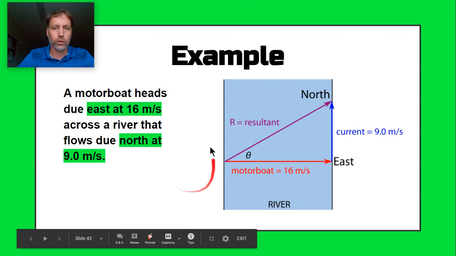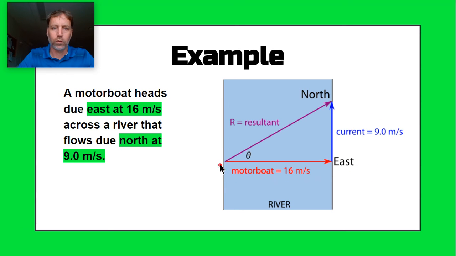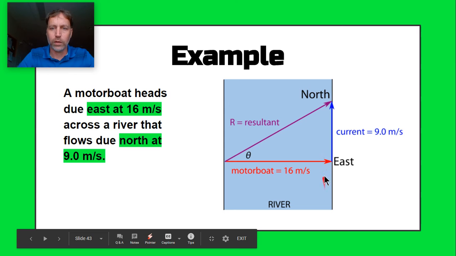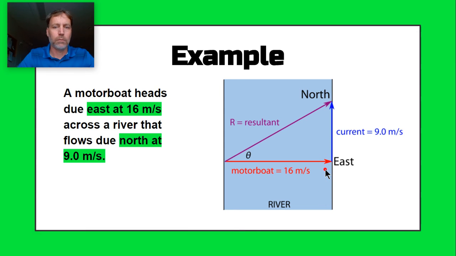Here's one side, and you're trying to cross to the other side. So you're going to go due east in your motorboat, but you have a current that's pushing against your motorboat going this direction at 9 meters per second. So you're attempting to drive across here, but there's going to be a current that pushes you in a resultant direction. So that's what this resultant is right here.